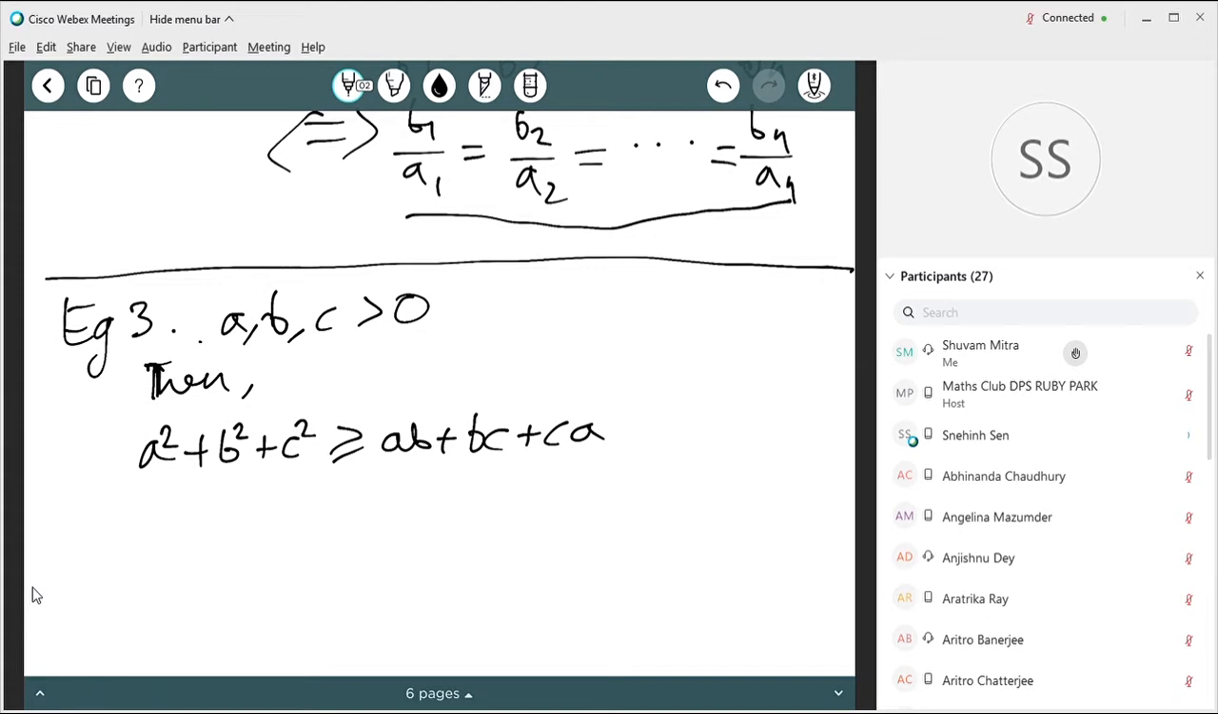So how do you suggest what should be our a1, b1? What should be n? What should be (a square plus b square) into (b square plus c square) into (c square plus a square) greater than or equal to 2 into (a square plus b square plus c square)? Yeah, I didn't get what you said. Can you just repeat?